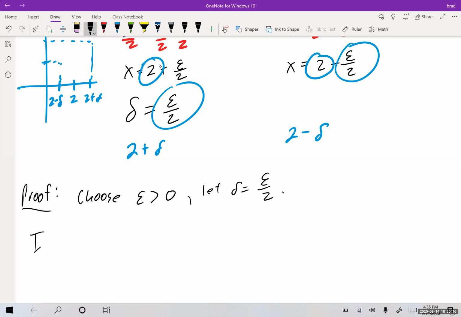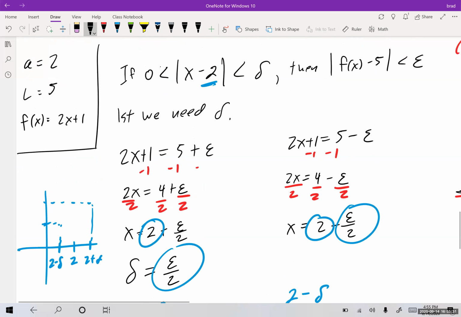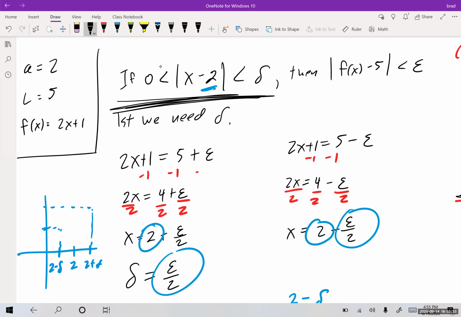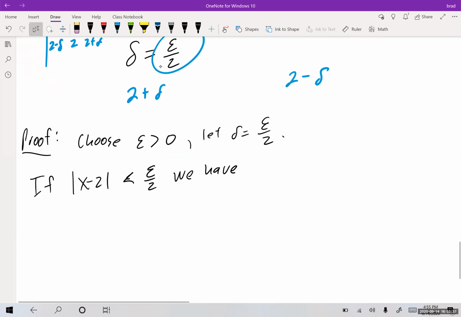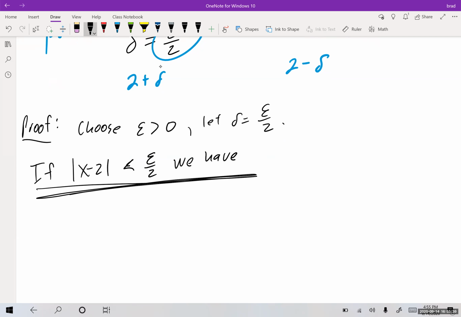So now we can say if the absolute value of x minus 2 is less than epsilon over 2, we have the following. Again, remember, we need the beginning statement. We need the if statement to be true. We need to say this is true so we can build from that now, okay? So if you give me this, I'm going to be able to get you as close as you want to be. We have the following, okay?